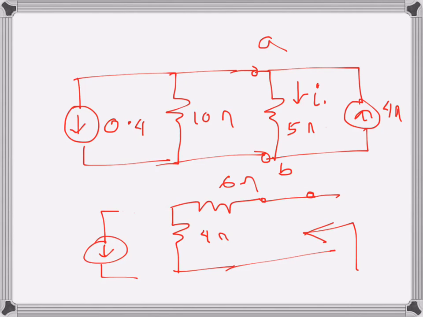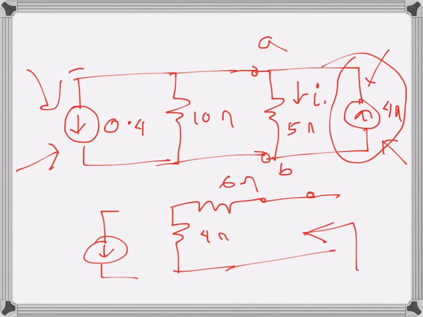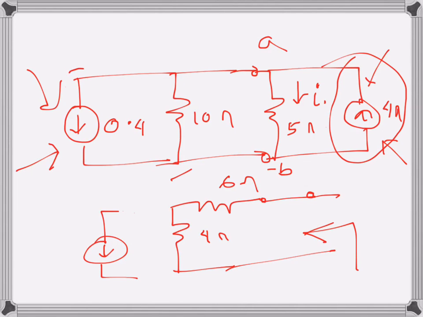In order to find current I, I will use the principle of superposition since there are two sources. First I will consider this source, making the other source inactive, so this branch will be open. We can just ignore this part for the first case, and then in order to find the contribution of this one, I will ignore this current source. So when I consider the 0.4 amps current source first, I have I, and I have just these two branches and one current source.